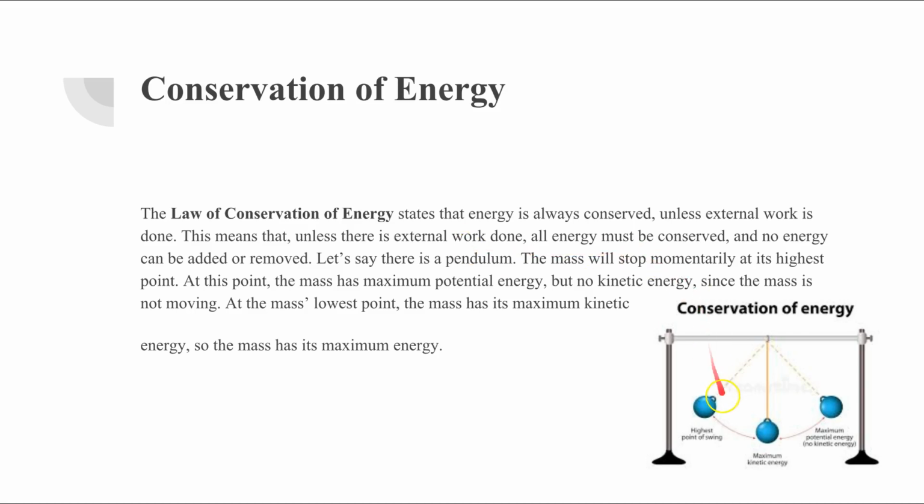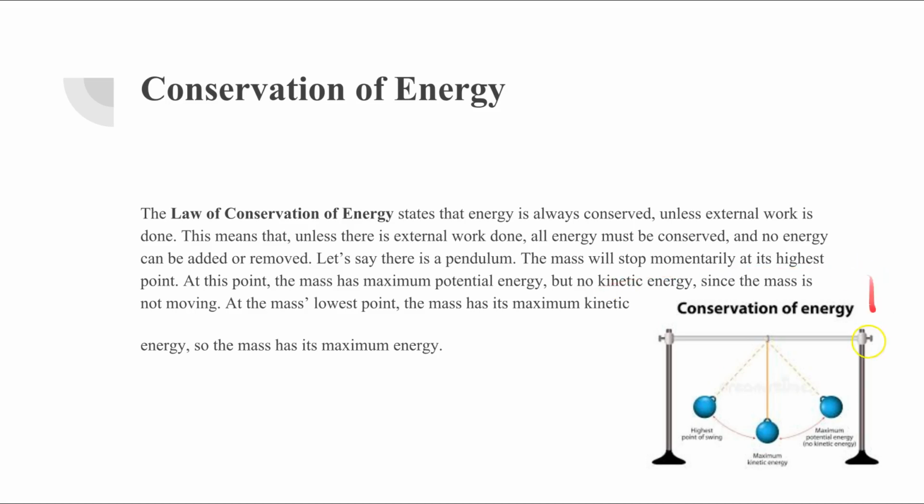So you might be thinking, hey, this unit's really easy, just plug in and solve, just equations. But this is where it starts to get hard, all right? So the law of conservation of energy states that energy is always conserved unless external work is done. This means that unless there's external work done, all energy must be conserved and no energy can be added or removed unless there's external work.